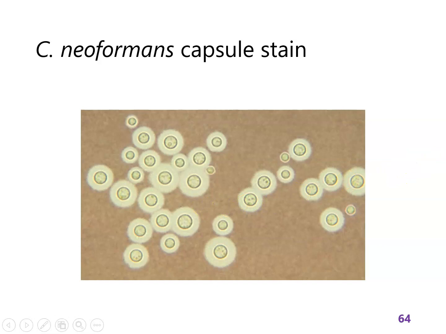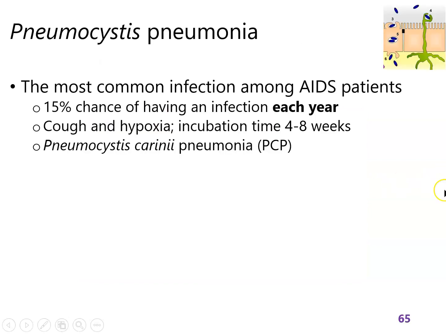So that capsule is a kind of virulence factor that prevents phagocytosis and makes it difficult for the immune system to recognize it. Also, any organism that's covered in carbohydrates is difficult to attack because a lot of our immune system is aimed at identifying proteins, not carbohydrates.